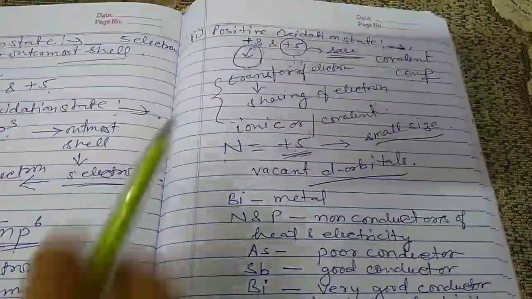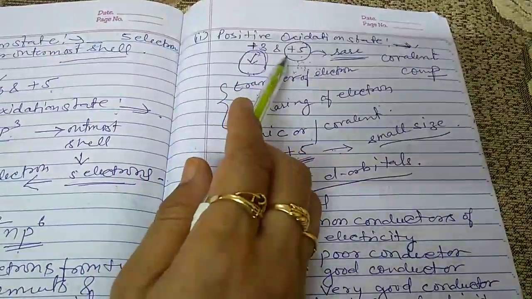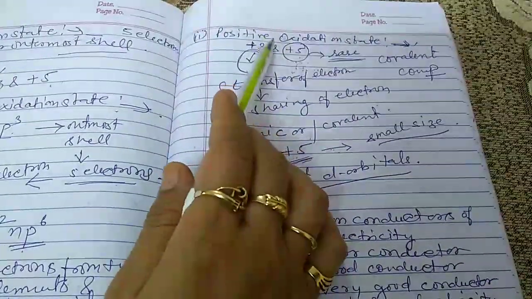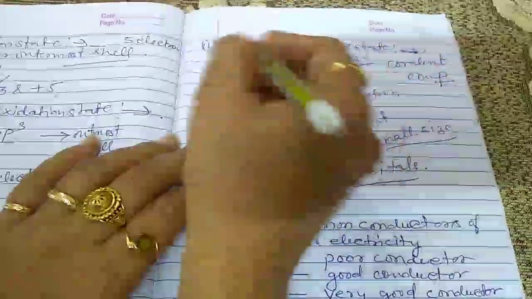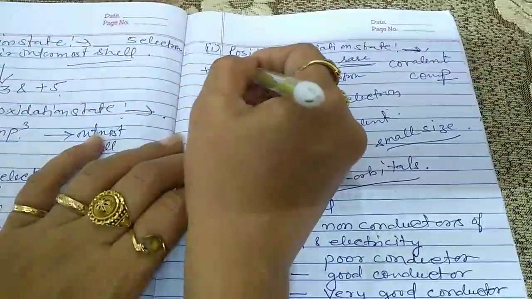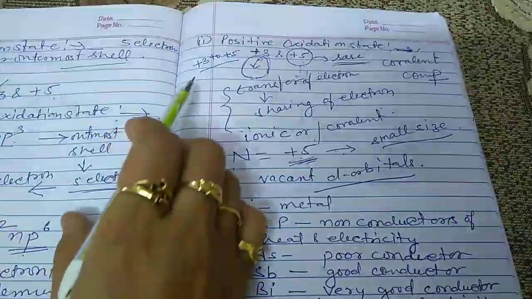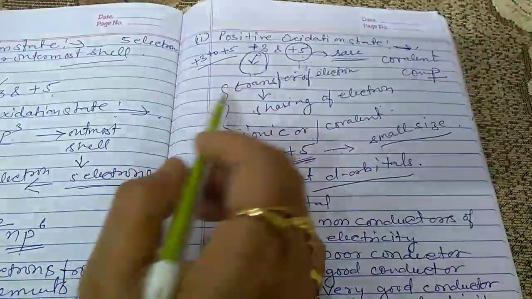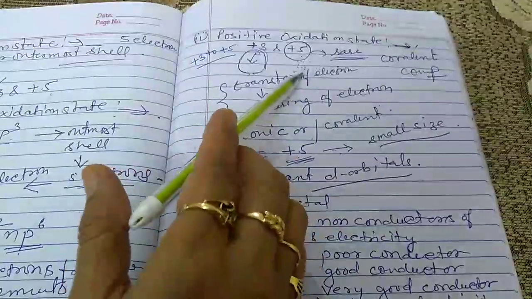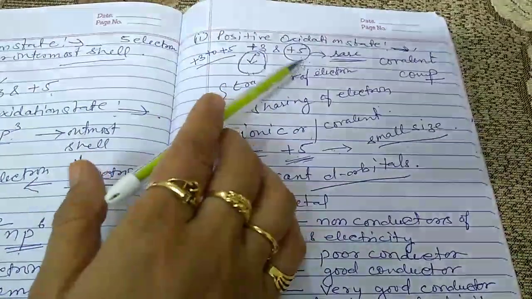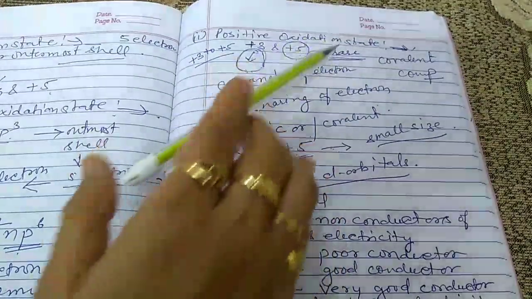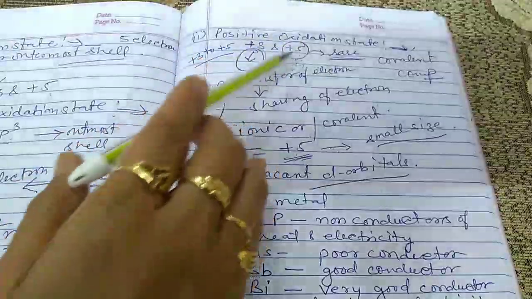Now if we are talking about the positive oxidation states, all the elements of group 15 also exhibit positive oxidation states, from +3 to +5. All the elements exhibit these oxidation states. However, as we move down the group, the stability of the +5 oxidation state decreases, while that of the +3 state increases. And why does it increase? The reason is the inert pair effect.